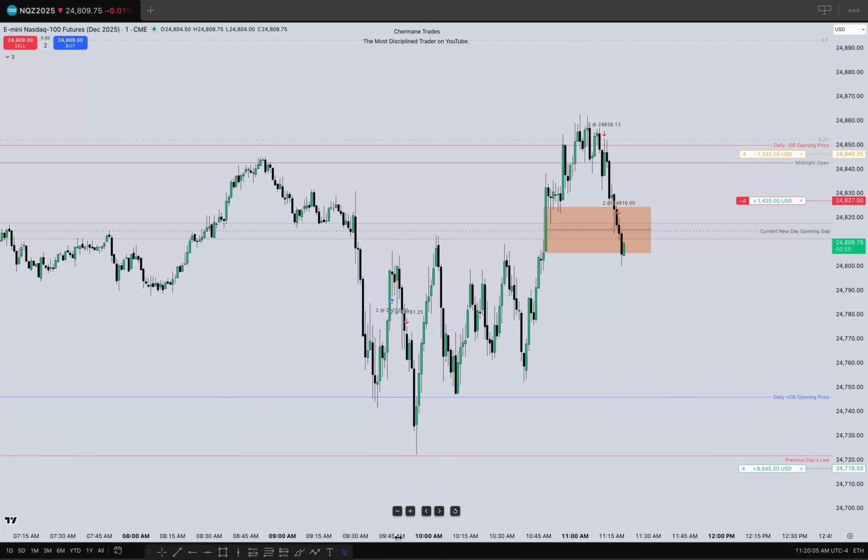So right here, we're beneath the inversion fair value gap and we're beneath our current new day opening gap. So I want to see those two PD arrays offer resistance. So we've traded up to the low of our current new day opening gap, and as of right now, failed to reach midpoint of that inversion fair value gap. Again, I'm down 1100 on the day, so I will be diligent in taking partial. So right there, I'm going to take 2 off.